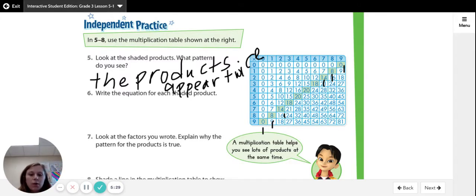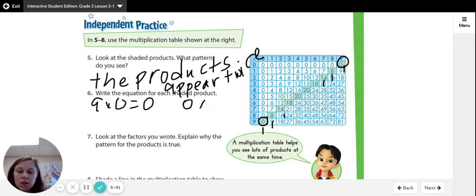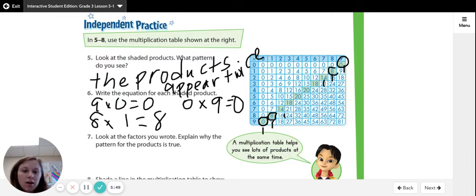Now we're going to write the equations for these. So if I look down here, I see 9 times 0 equals 0. Then if I look at my other 0, this would be 0 times 9 equals 0. And we're just going to do a couple of these. I see my 8, that would be 8 times 1 equals 8. And then my other 8, I'd say 1 times 8 equals 8.